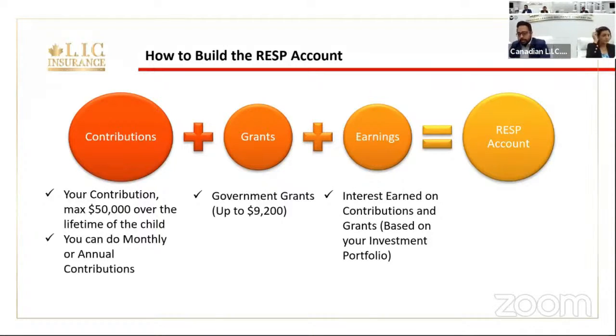When a parent gets a statement for the RESP account every year, there's a clear breakup on the statement, which shows what you have invested, how much grant you have received, and how much interest you have earned over the period of time.